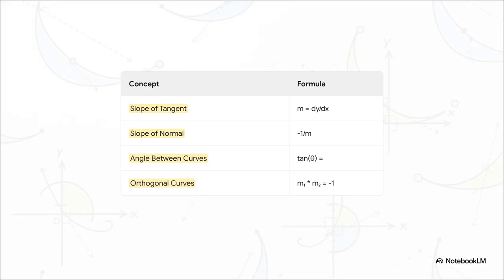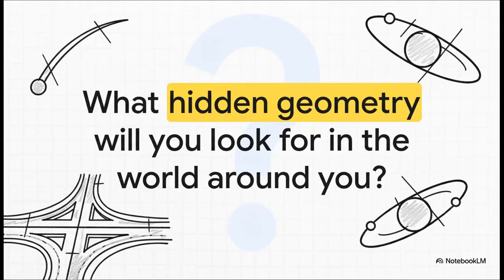So to recap our whole journey, here are the four big ideas. The slope of any tangent comes from the derivative, dy/dx. The slope of the normal is just its negative reciprocal, -1 over m. The angle between curves, you find that using the slopes of their tangents. And for that perfect 90-degree intersection, all you have to do is check if the product of their slopes is -1. And that's a wrap.